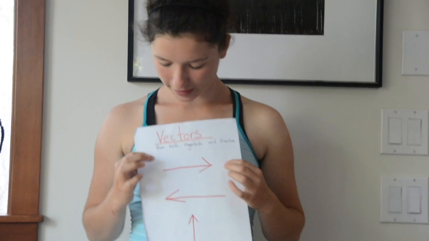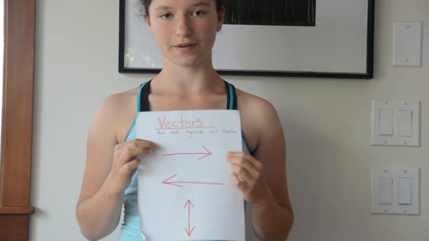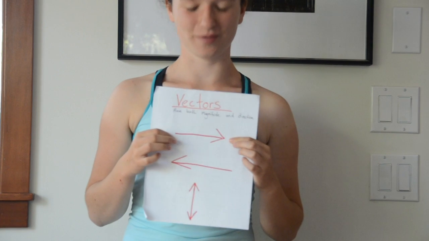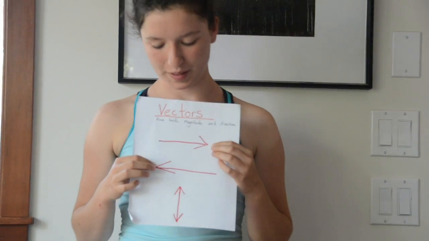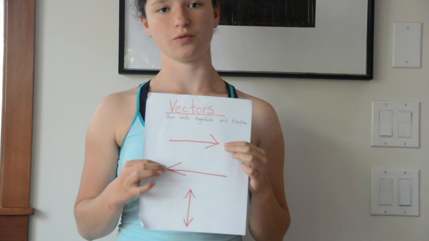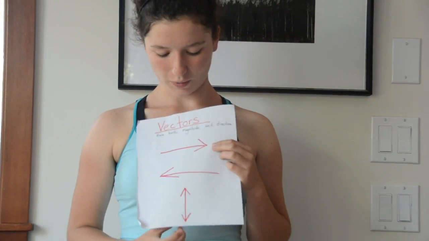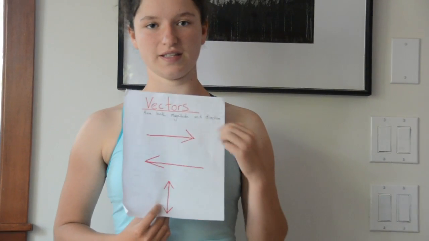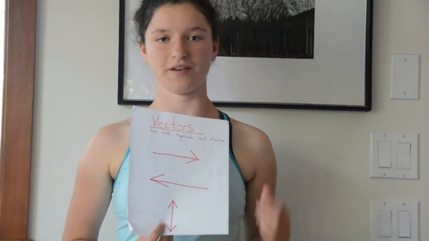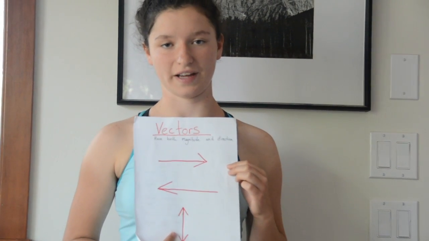Let's talk a little bit about vectors. Vectors have both magnitude and direction. This vector could be represented as positive because the vector below it is going the opposite way. This vector would be negative. The one at the bottom here, since both vectors are pulling on each other and going opposite directions, you would have an answer of 0.